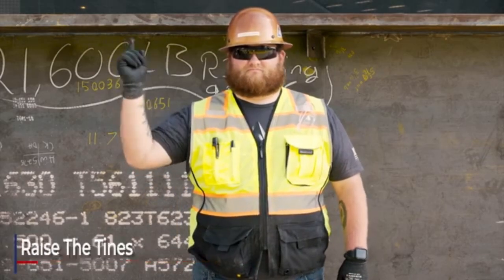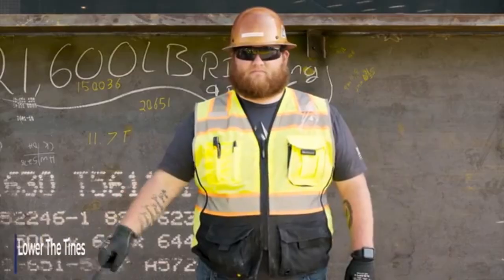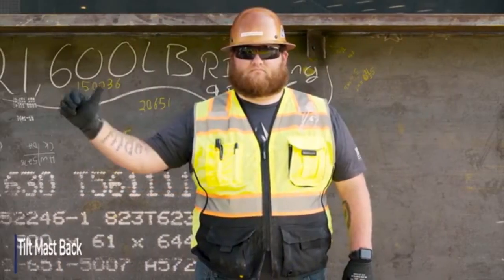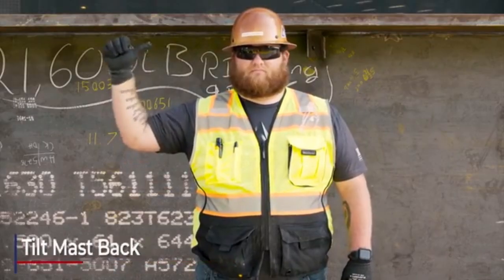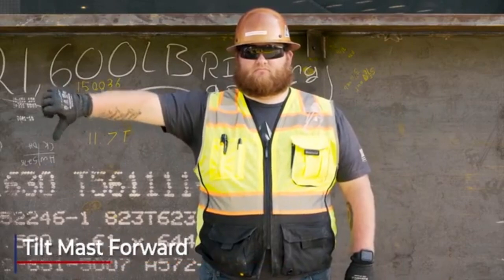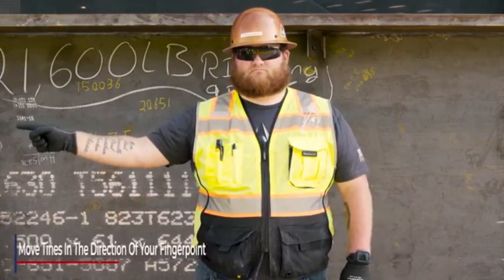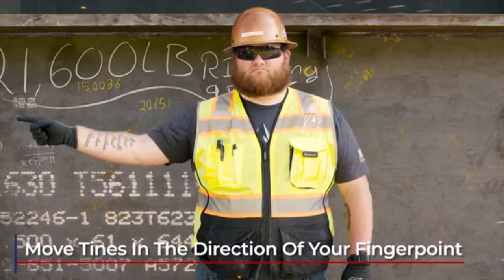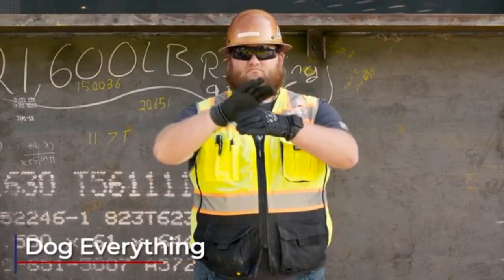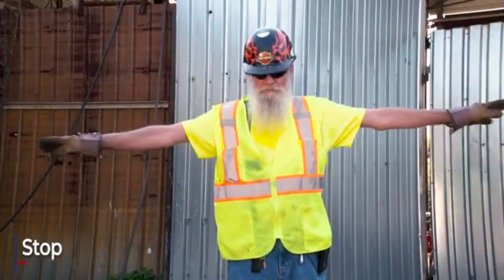Hand signals. Number 1. Raise the tines. 2. Lower the tines. 3. Tilt the mast back. 4. Tilt the mast forward. 5. Move tines in the direction of your finger point. Number 6. Dog everything. Number 7. Stop.